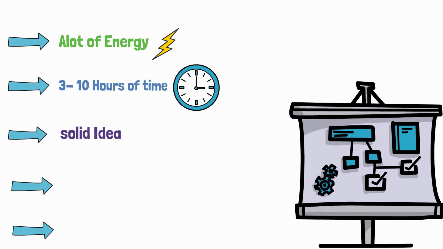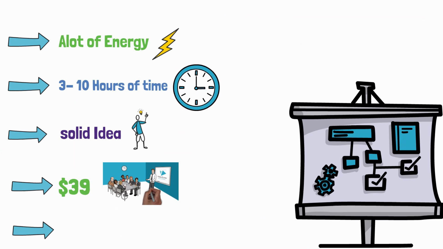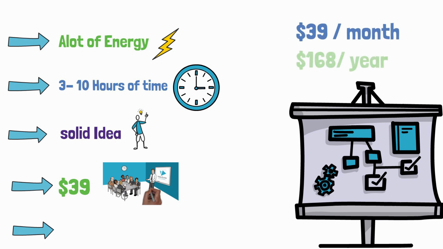We need a solid idea. You're also going to need $39 to pay for the software. The software I'm using is Scribe, and the $39 would be for the month, but if you want to use it for the year, it would be $168. So it would work out to about $14 per month. But I personally chose the $168 because I know I was going to use the videos for my YouTube channel.